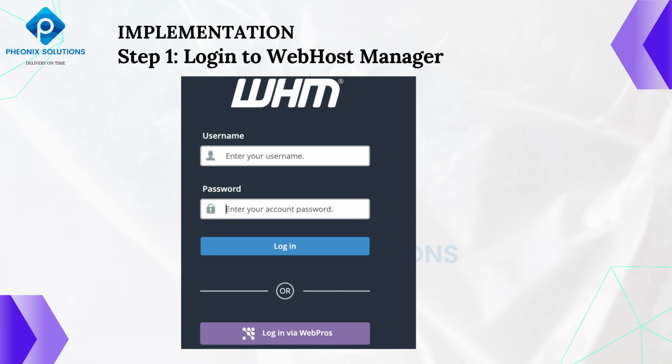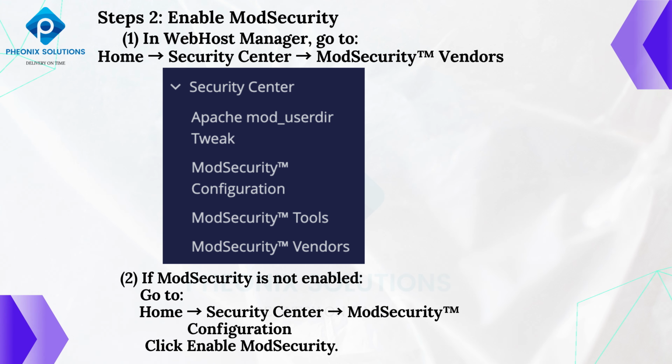Implementation. Step 1. Log in to WebHost Manager. Step 2. Enable ModSecurity. 1. In WebHost Manager, go to Home, Security Center, ModSecurity Vendors. 2. If ModSecurity is not enabled, go to Home, Security Center, ModSecurity Configuration. Click Enable ModSecurity.